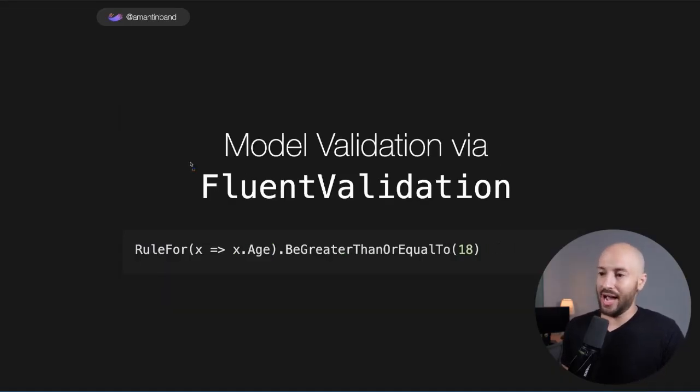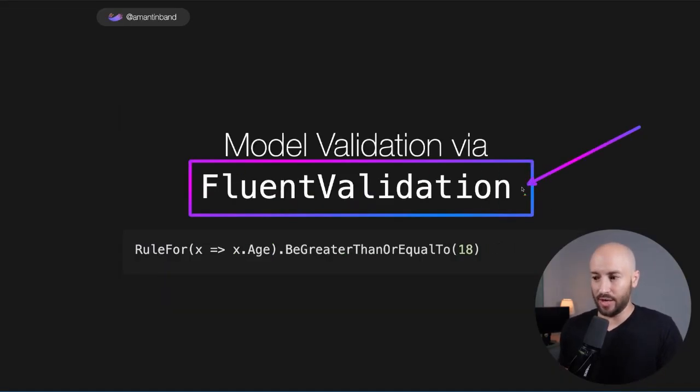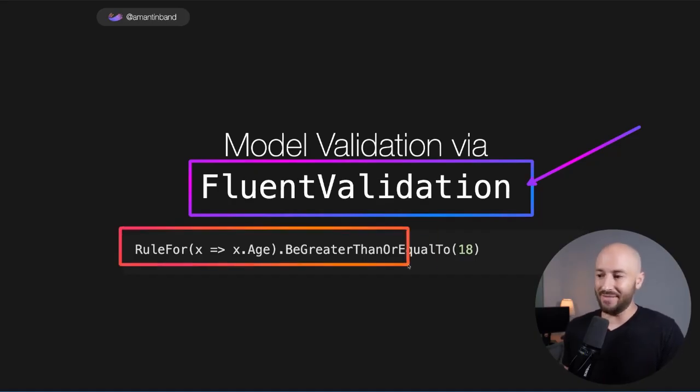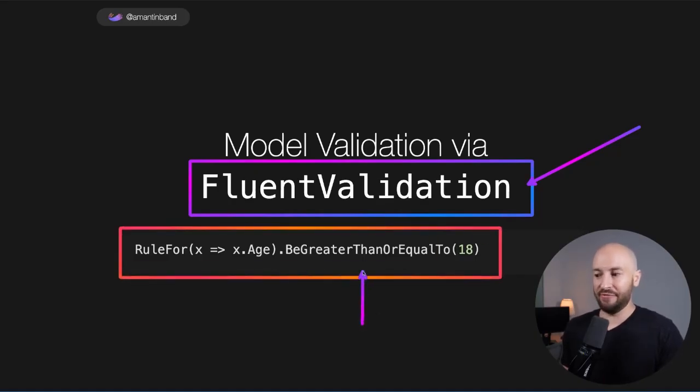Now I want us to take a look at how we can use the popular Fluent validation library to go ahead and write validation rules in a fluent way, and why it sits very nicely in a clean architecture structured solution.